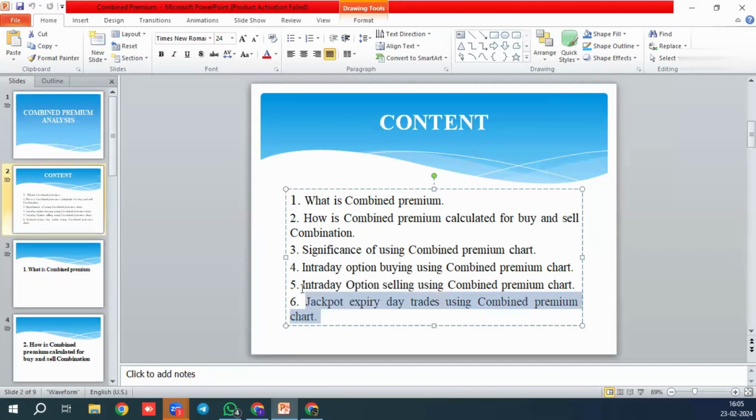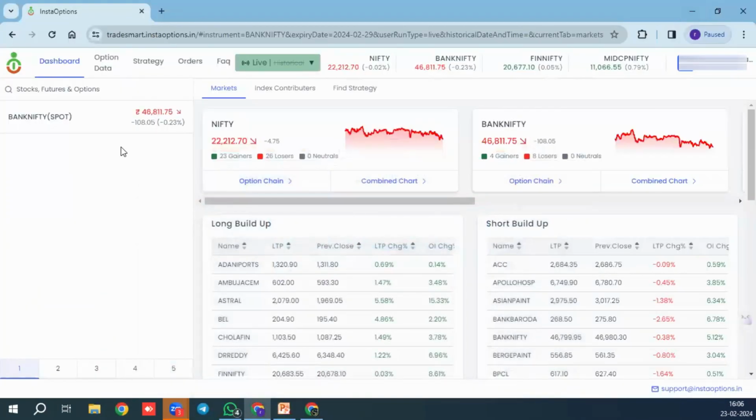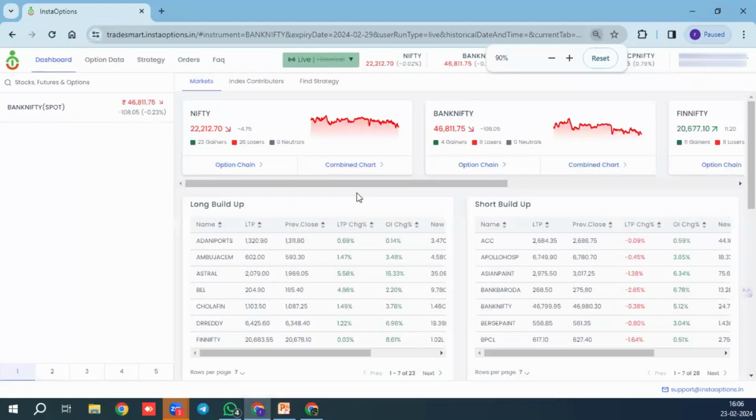Otherwise, if you are a mature enough trader, then it is always better to go for option selling using the combined premium chart. This is what I do normally. So these are the topics that we are going to cover today. Initially we'll start with what is combined premium. Before that, for whoever is new, I will go through what is there in our platform. Just a minute. You can see the screen, right?